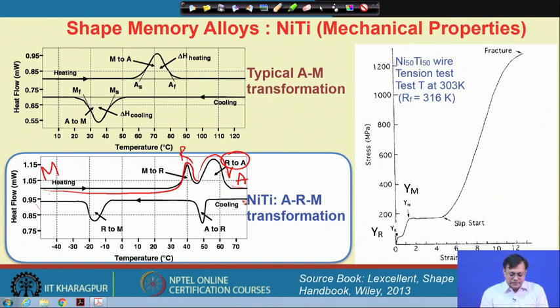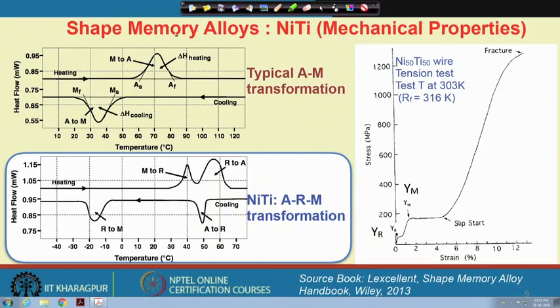Now, if I again start from austenite, then the R phase will first form from austenite, and then here I have complete R phase, and this R phase again transforms into martensite. So, here I have austenite, here I have R phase, here I have martensite phase. You can see that there is a transformation sequence that is a little different, and it will affect the mechanical properties too. How will the R phase affect the mechanical properties?